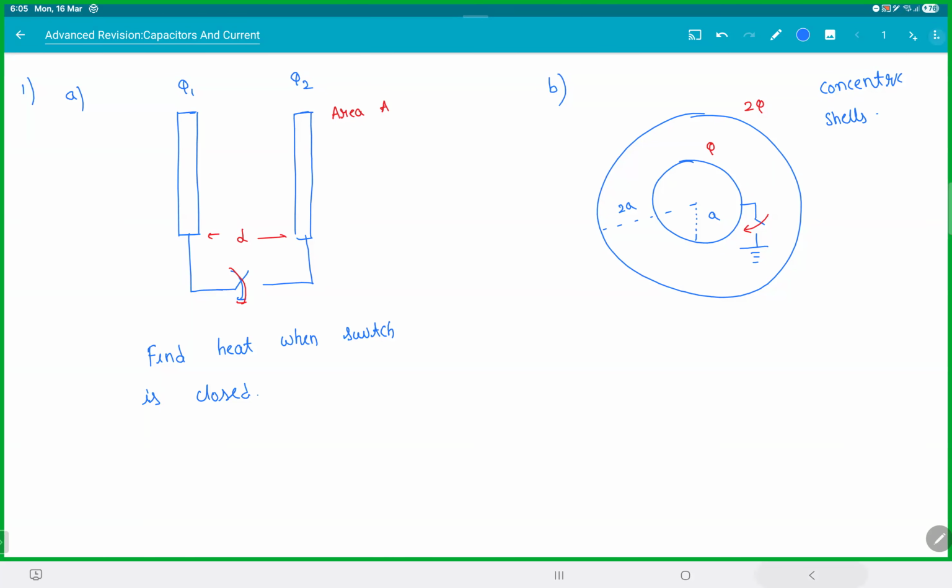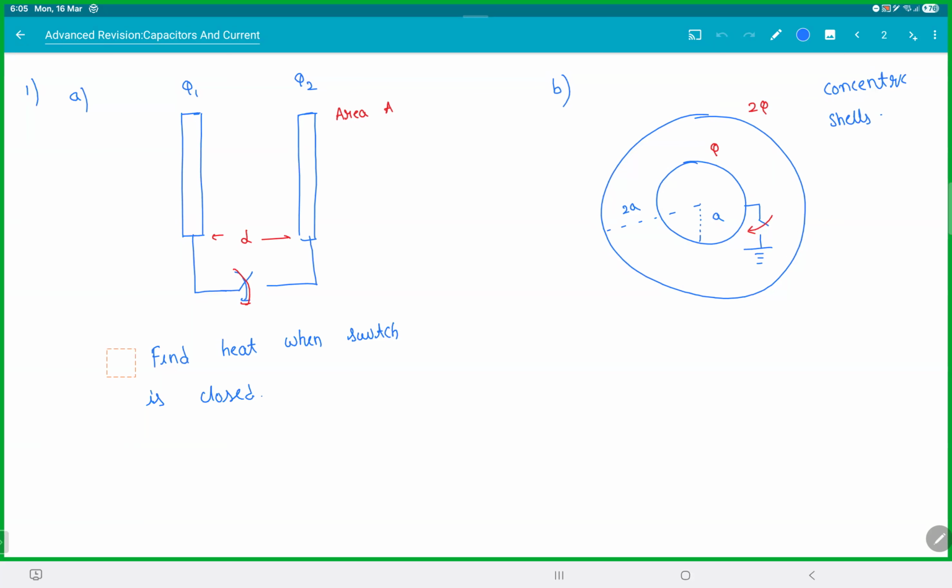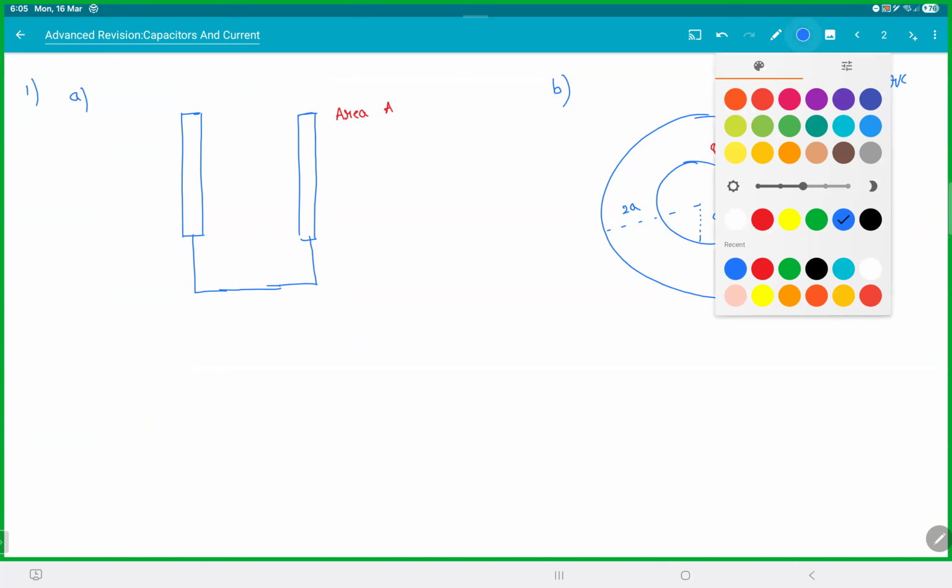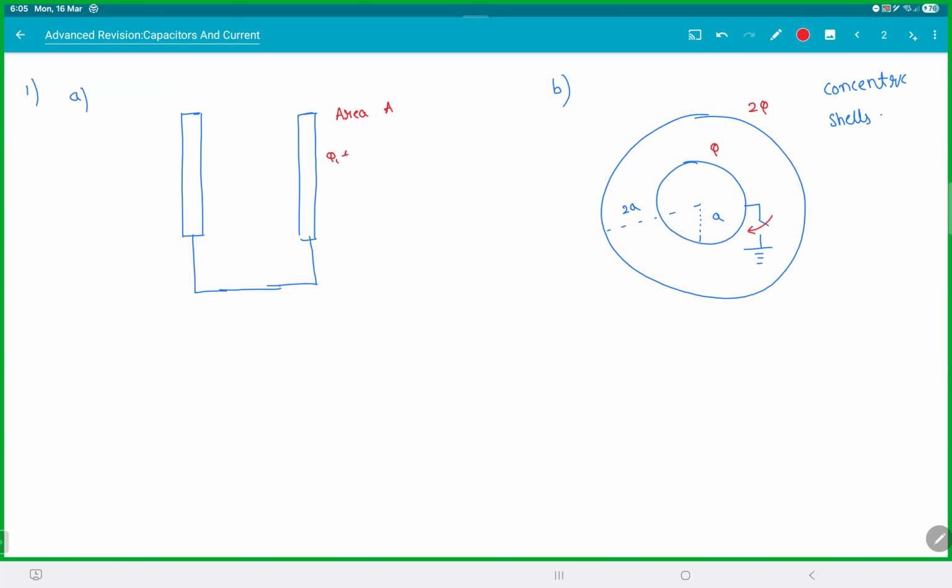When you say Q, understand one thing. What's a capacitor? A capacitor is not the plates. A capacitor is the region where the field lines are stored. From Gauss law, we know the charge distribution here. The outside charge will be (Q1 plus Q2) by 2, (Q1 plus Q2) by 2.